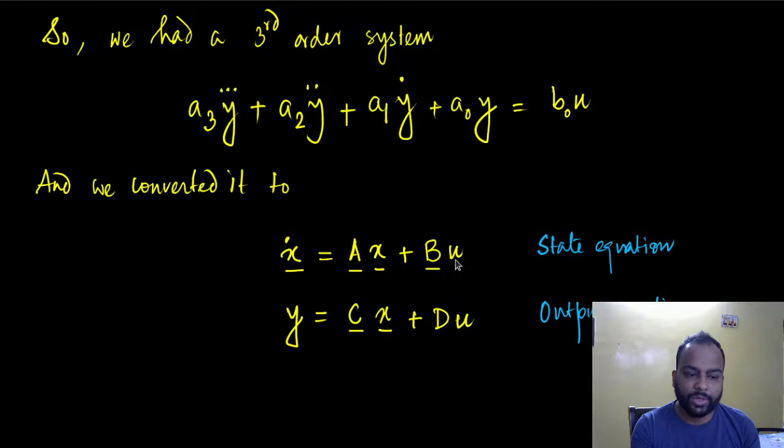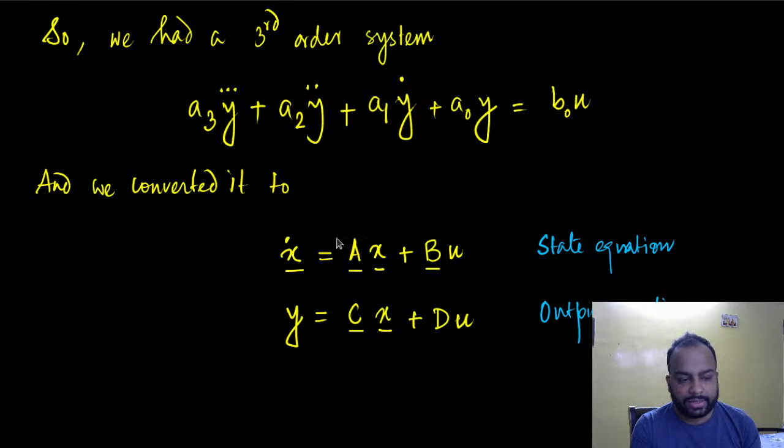Okay, this u is the input. Okay, and x dot is the derivative of the state vector. So this is essentially everything to do with the states, right? So this is the state vector, derivative of the state vector, and how the system really behaves. Okay, so this is why this is called the state equation.